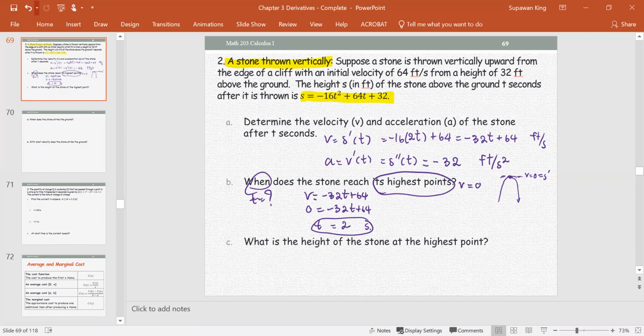Part C, what is the height of the stone at the highest point? In part B, we got the time t equals 2 when it reached the maximum height. So at t equals 2, we find the height: s of 2 equals negative 16 times 2 squared plus 64 times 2 plus 32. Let's simplify the numbers to get 96 feet.